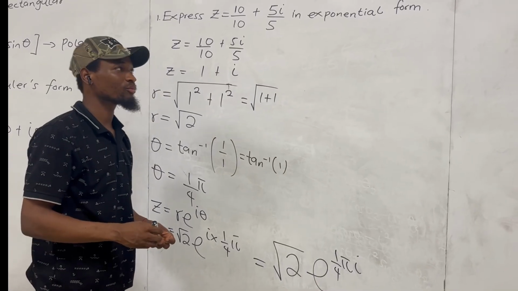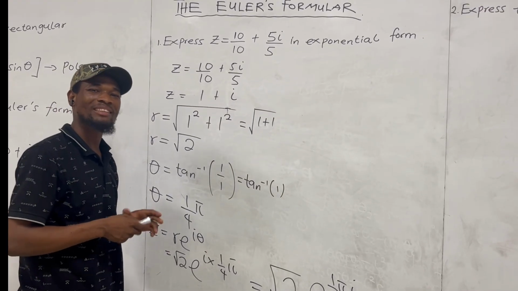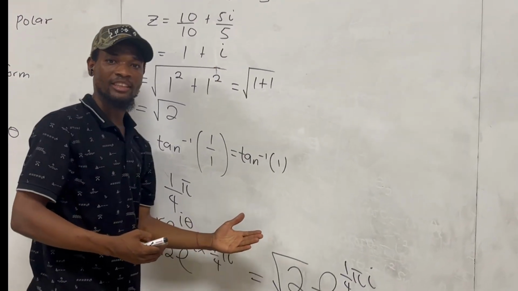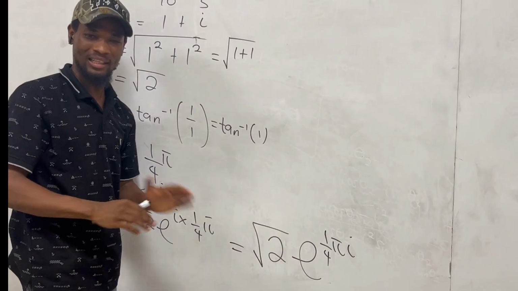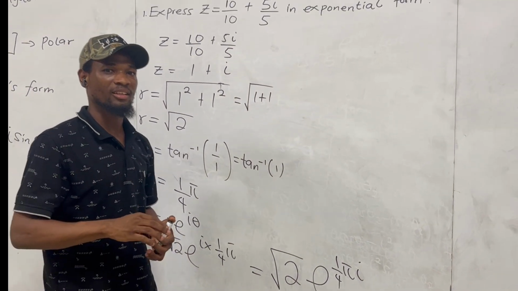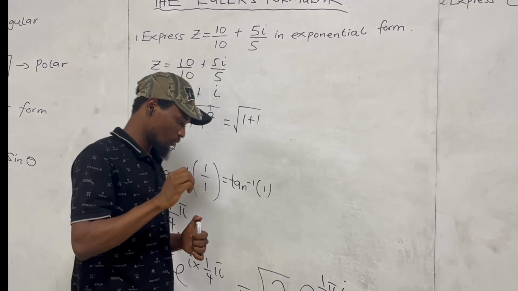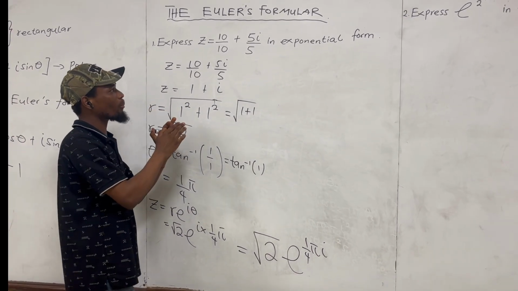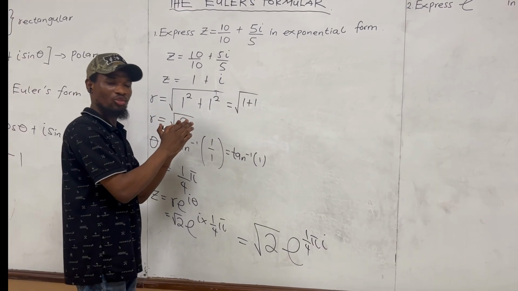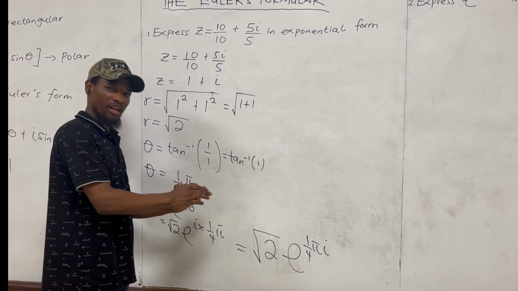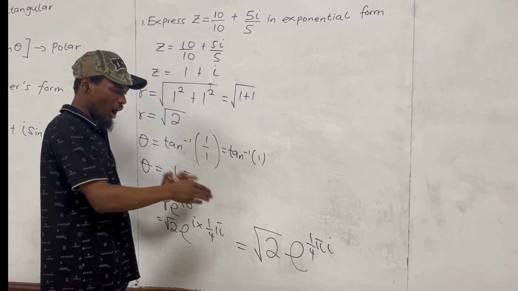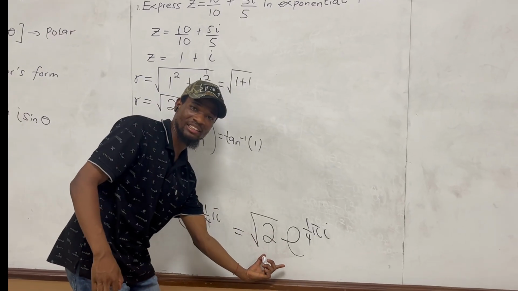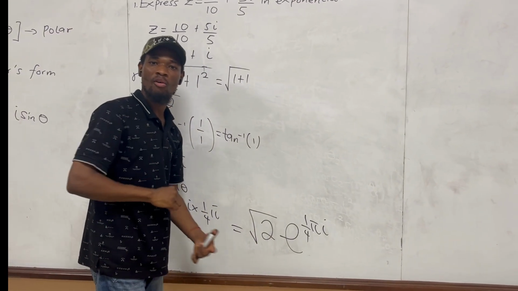So this is how to change a complex number from a rectangular form to the exponential or the Euler's form, as simple as that. Now, if you know the way to change complex numbers from rectangular to exponential, let's also learn how to change complex numbers from the exponential form, something of this nature, back to the rectangular form.